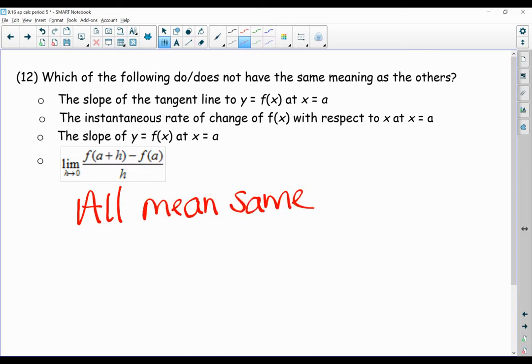So if I ask you for the slope of a function at a point, it is the same thing as asking you for the slope of the tangent line at that point. It is the same thing as asking you for the instantaneous rate of change of that function at that point. It is also the same thing as asking you for the limit between f of a plus h and f of a, which is our point, as h approaches 0. So they all mean the same thing. You can see any of these 3 as directions that tells you to do this.